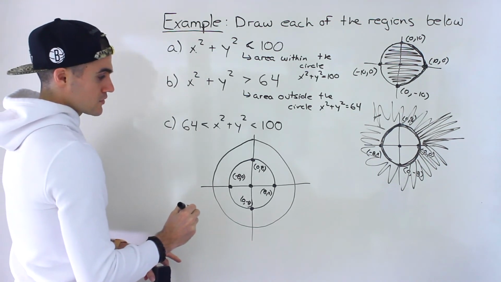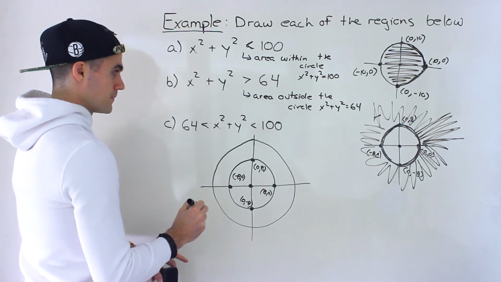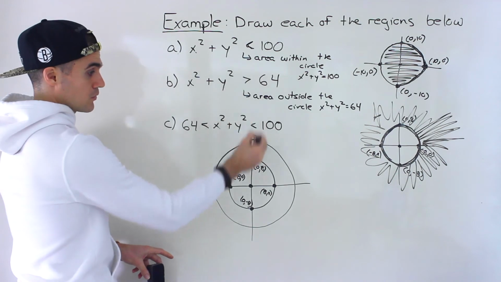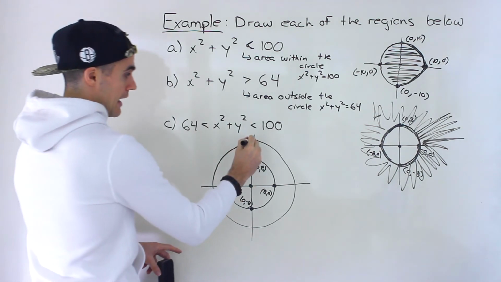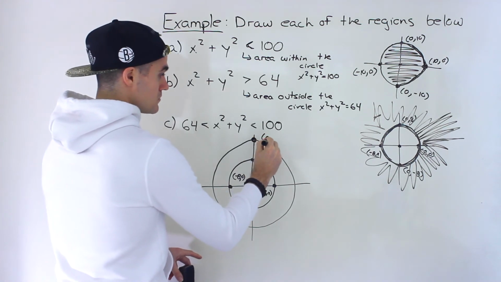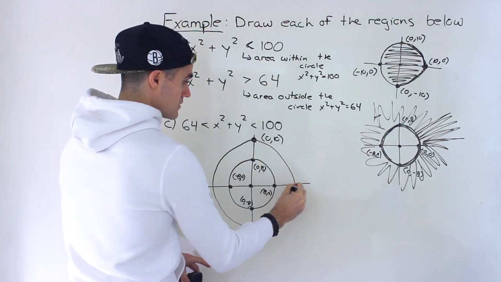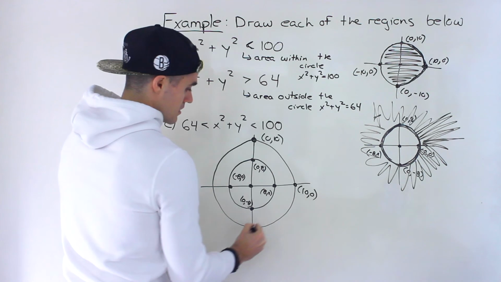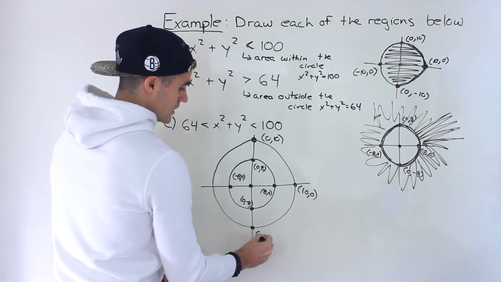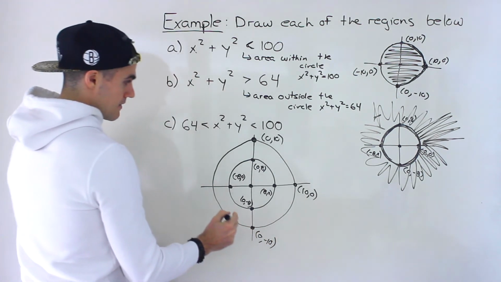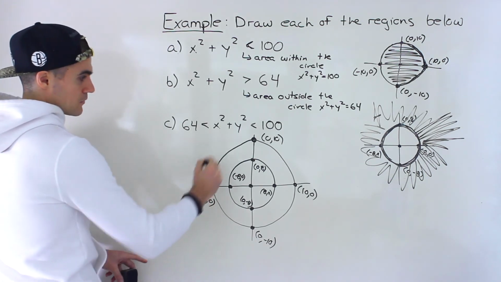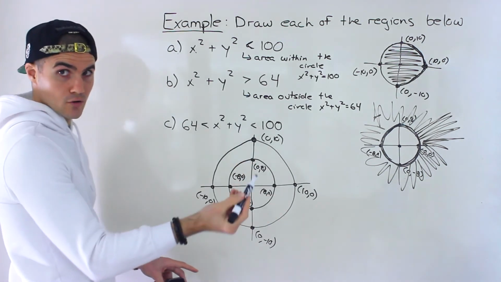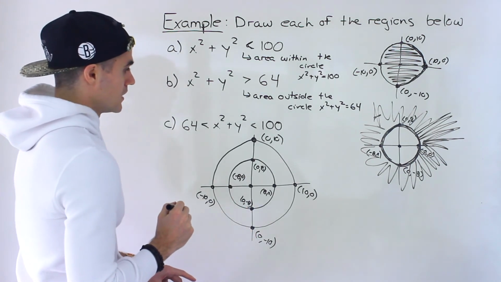Okay, so that's the second circle that we worked with, the smaller circle with a radius of 8. And then the larger circle, this would be 0 and 10. This would be 10 and 0. This would be 0, -10. And then this would be -10 and 0. And then we got that larger circle with that larger radius of 10.